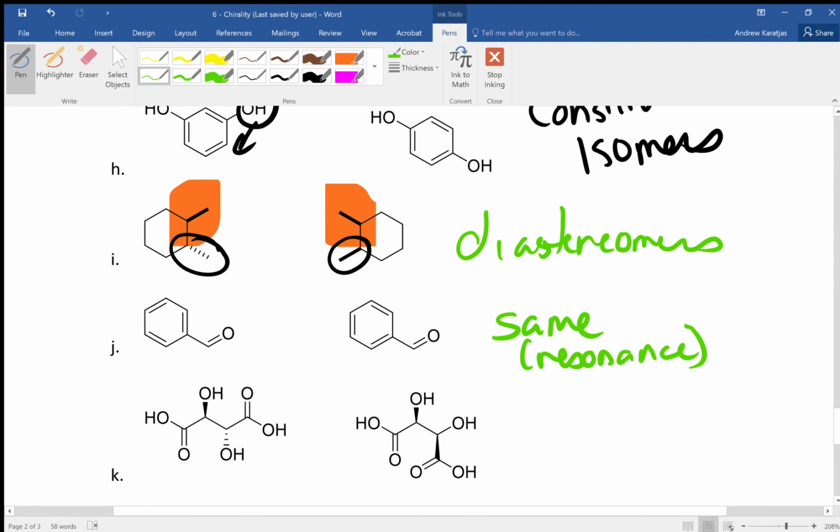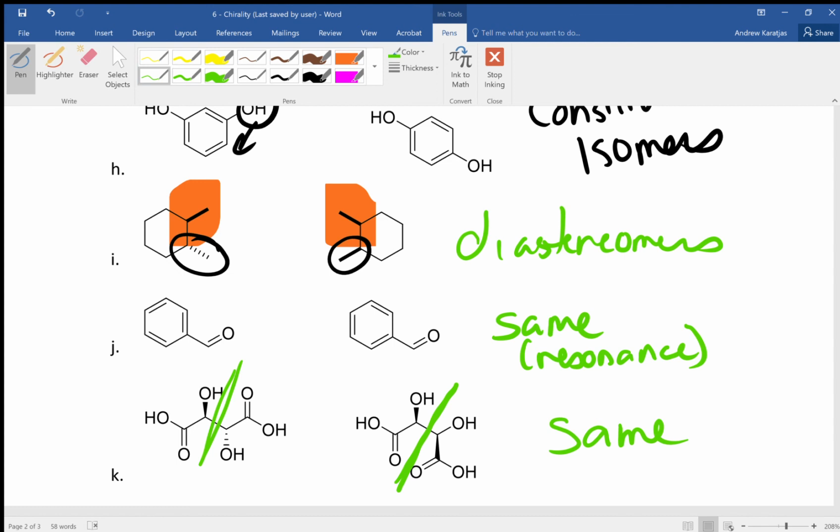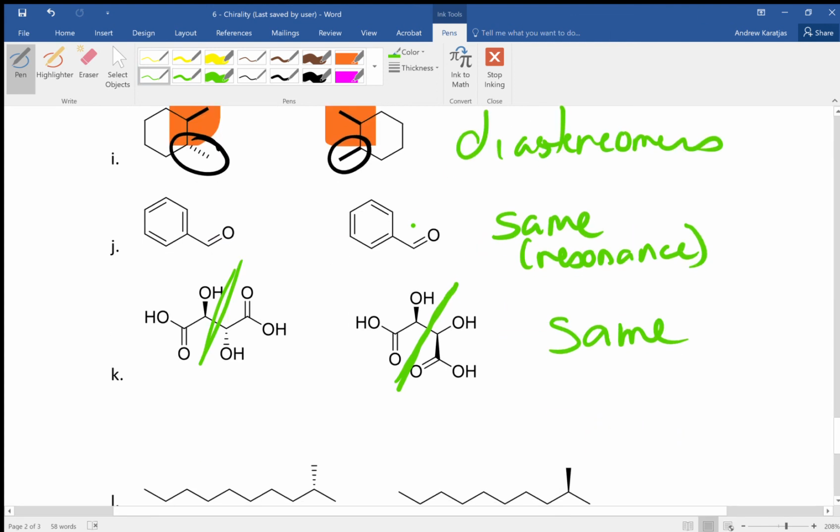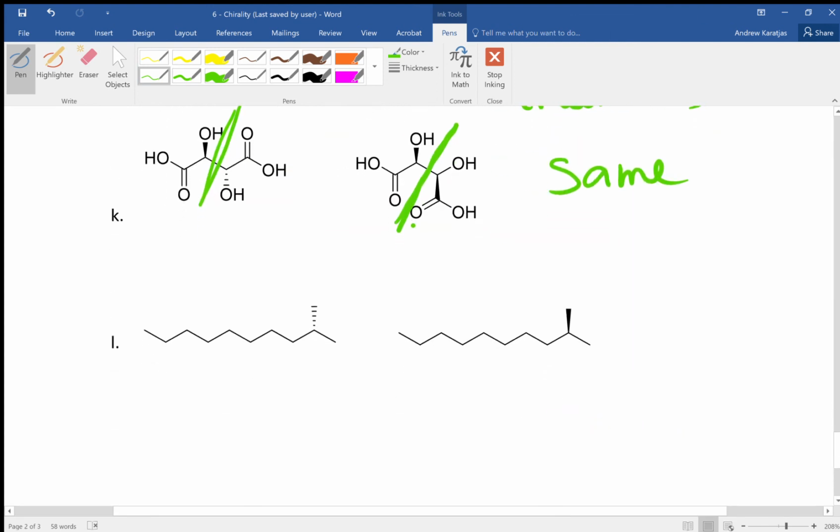In K, again, we have this internal plane of symmetry, which makes them the same. And in part L, well, in part L, there's no chiral center. The center that looks like it might be chiral is that one, but there's two identical substituents, two CH3s, so it's not chiral, and they have to be the same.